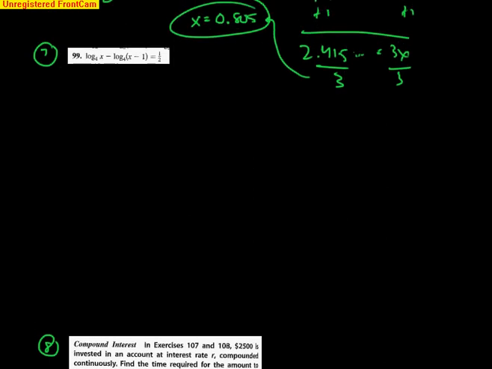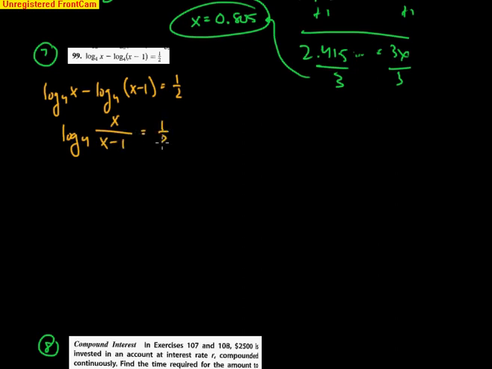Alright, next one, number 7. I'll do it in orange, not to be confused with the green above. So here's the original problem. So we have log base 4 of x minus log base 4 of x minus 1 equals a half. So whenever you see two logs on one side, condense. This is going to be condensed using the division or quotient property. Log base 4 of x over x minus 1 equals a half.